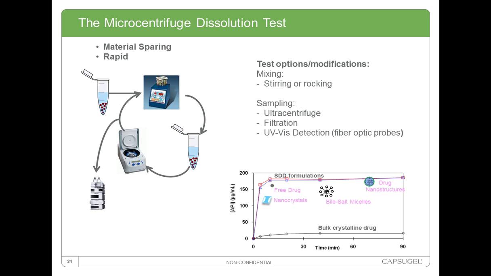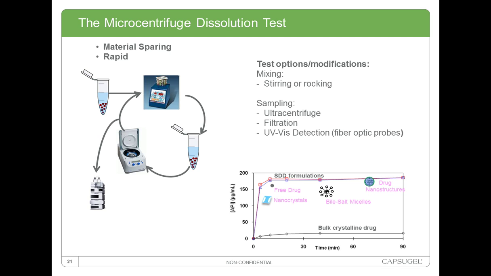Another test we often run in early feasibility is a dissolution test, but it's an API-sparing dissolution test that we call the microcentrifuge dissolution test. The basic principle is that, to be API-sparing, we're running a dissolution test in a small Eppendorf tube with 1 to 2 milliliters of media. We're using mixing and then centrifugation to separate large undissolved species and precipitate from what remains in the media.